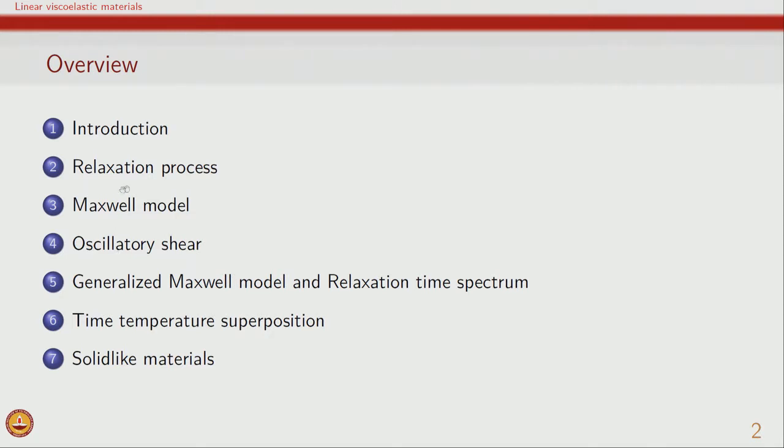And then we also looked at how a combination of relaxation processes is involved in a complex material, and therefore one can use a generalized Maxwell model and capture the overall response of the material. An important aspect in rheological characterization is also to use the time temperature superposition, so that one can get response over a wide variety of times as well as frequencies. And in this segment today, we will look at the response of more solid like materials.